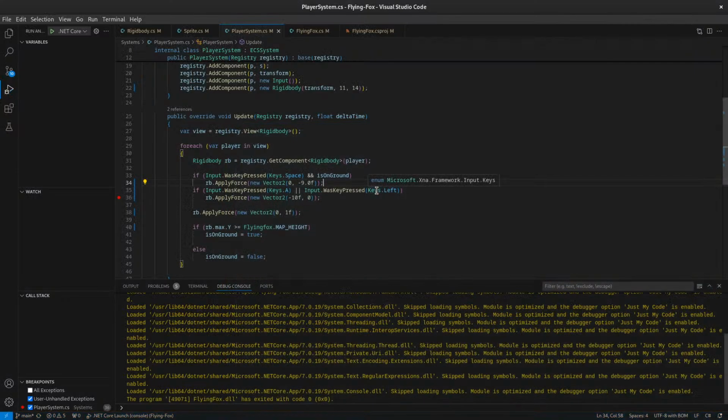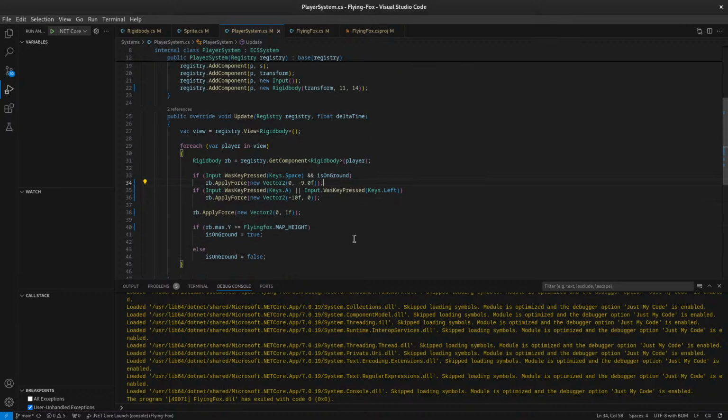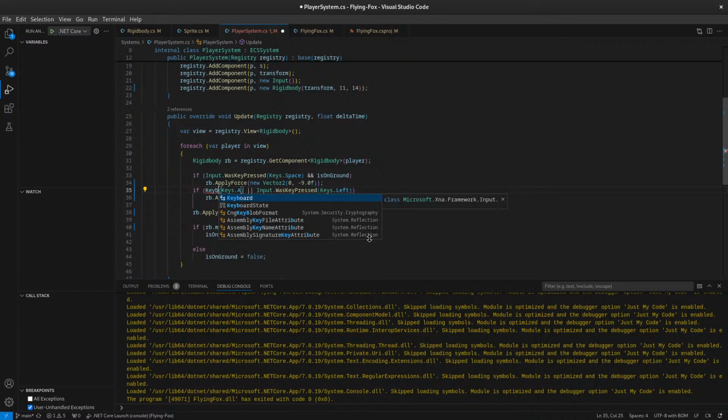Hey. What's happening here? Nothing's happening. That's interesting. Why is this never fired? If input, yes, was key pressed. I have to debug again. Oh, was key pressed. You want to know if it is being pressed. So we can just say keyboard.